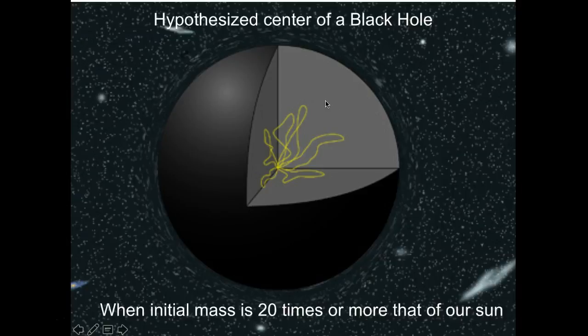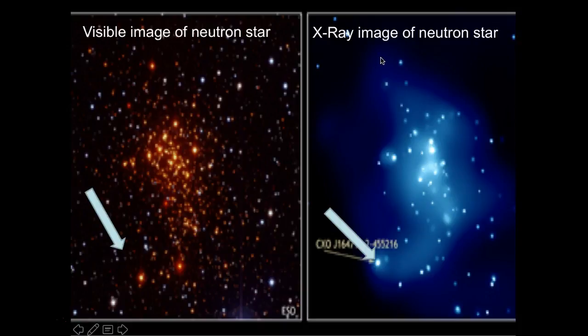This is what they think the center of a black hole might look like. This is the hypothesized center of a black hole, but again, we don't know because we've never been there.